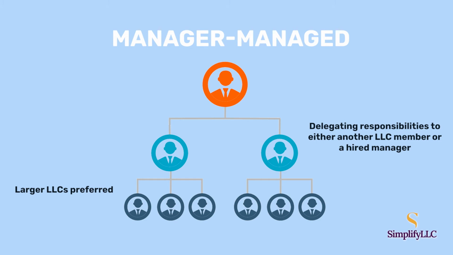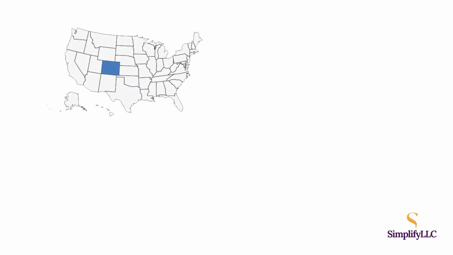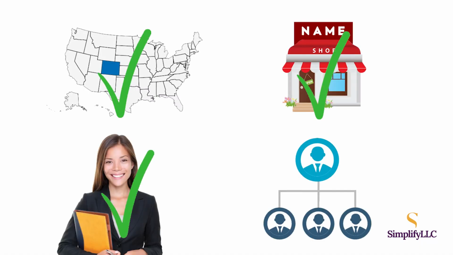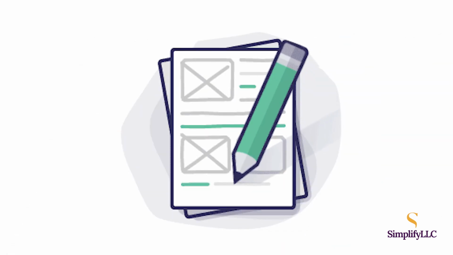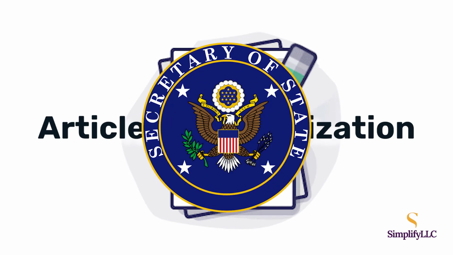Manager-managed LLCs are also appealing for owners who prefer to act as a passive investor instead of dealing in the daily business operations. Step 5, file the articles of organization. After selecting your location, name, registered agent, and management structure, you can officially file your LLC. Now, to do this, every state requires you to file articles of organization with the Secretary of State.